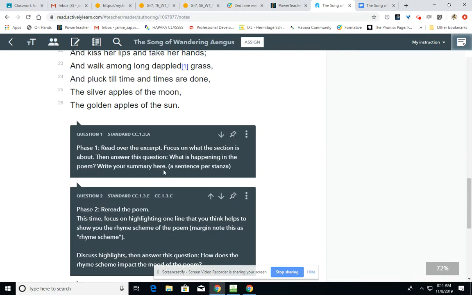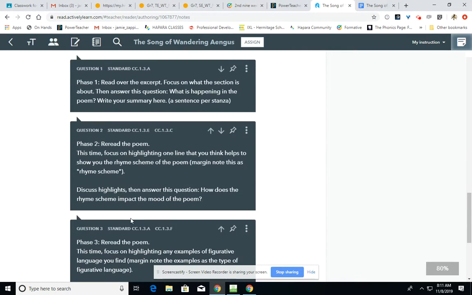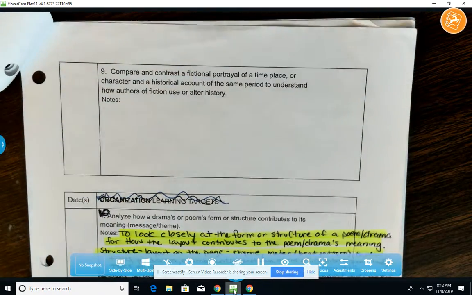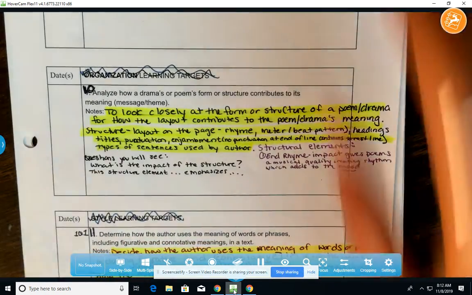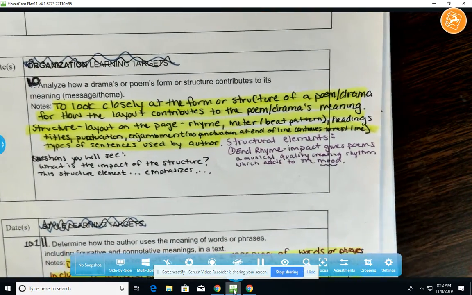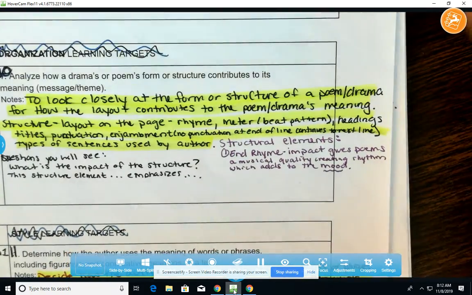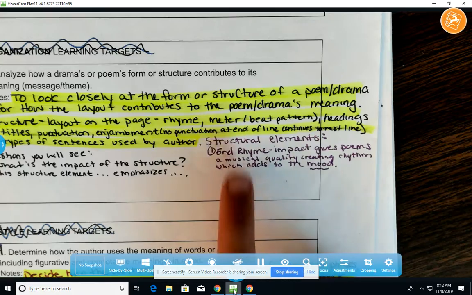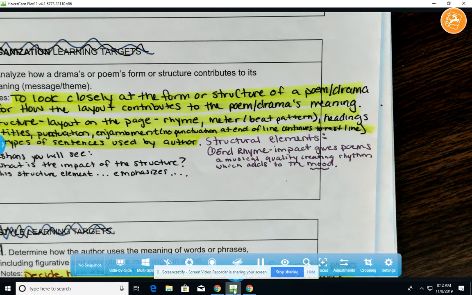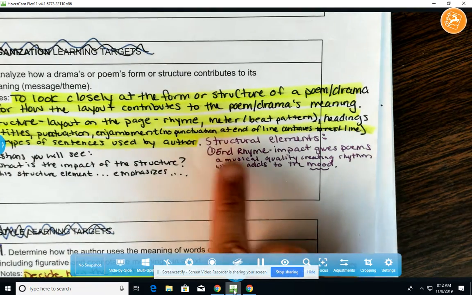So after you do a summary of the poem, the next time you read it, I want you to focus in on the structure of the poem. As we look at structure, we are looking at learning target number 10 in the packet. I have a new note for this one. Learning target number 10 is to analyze how a poem's structure contributes to its meaning. So if we look at my new note, we're looking at what some structural elements are. This poem is not a specific type of poem with a specific name, but it does have a structural element, and that element is end rhyme.